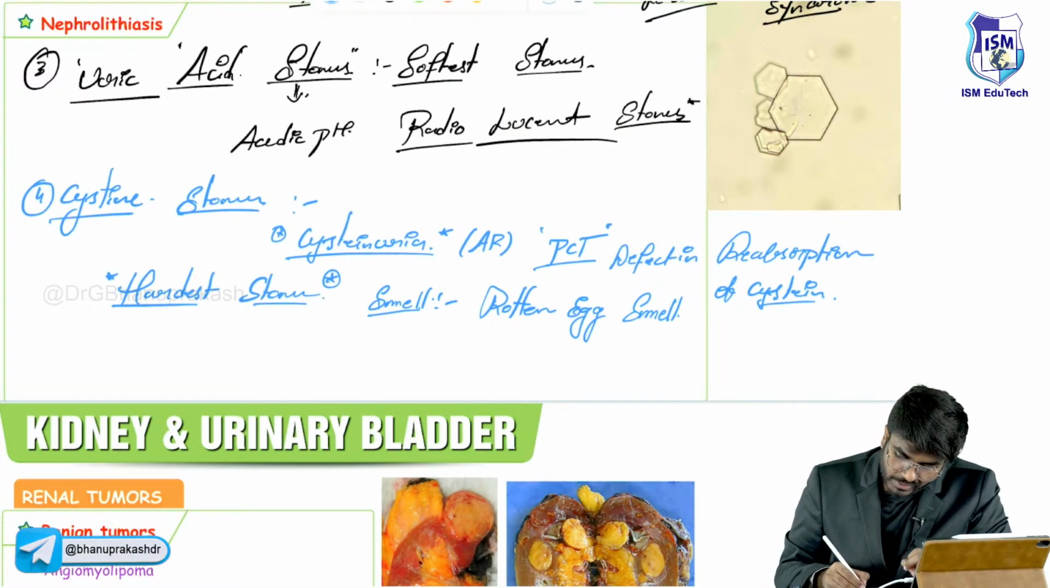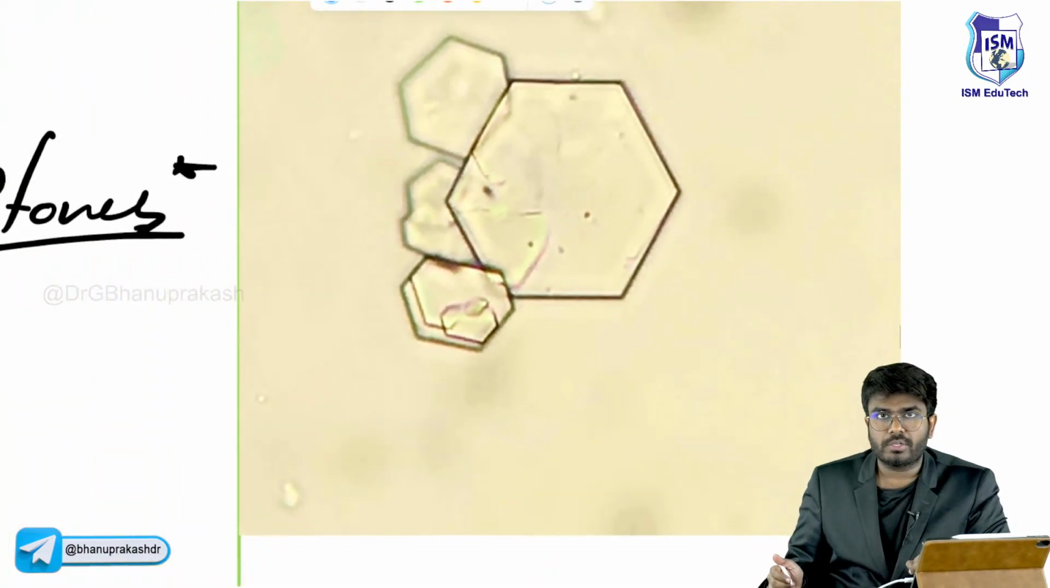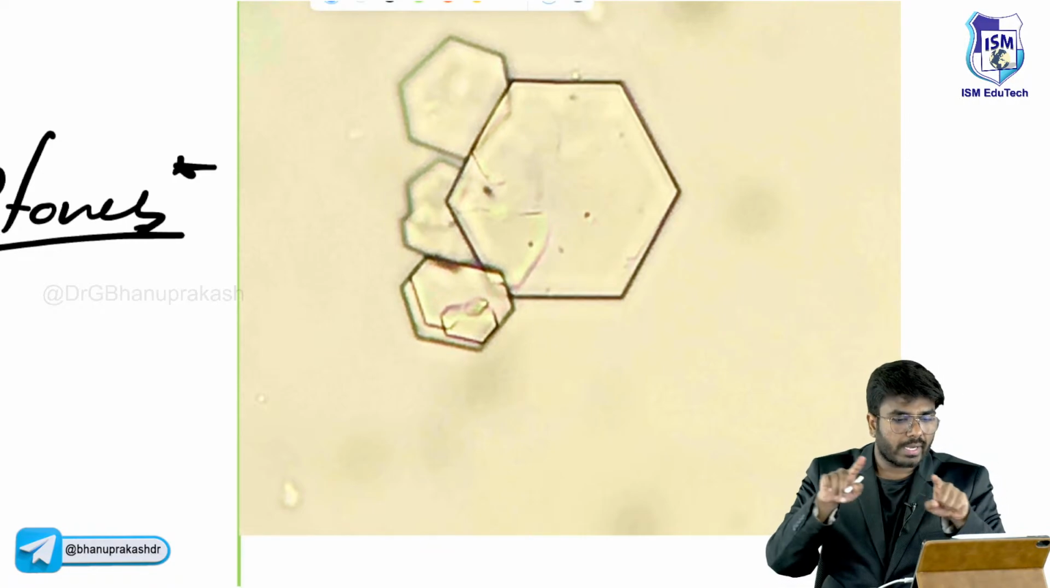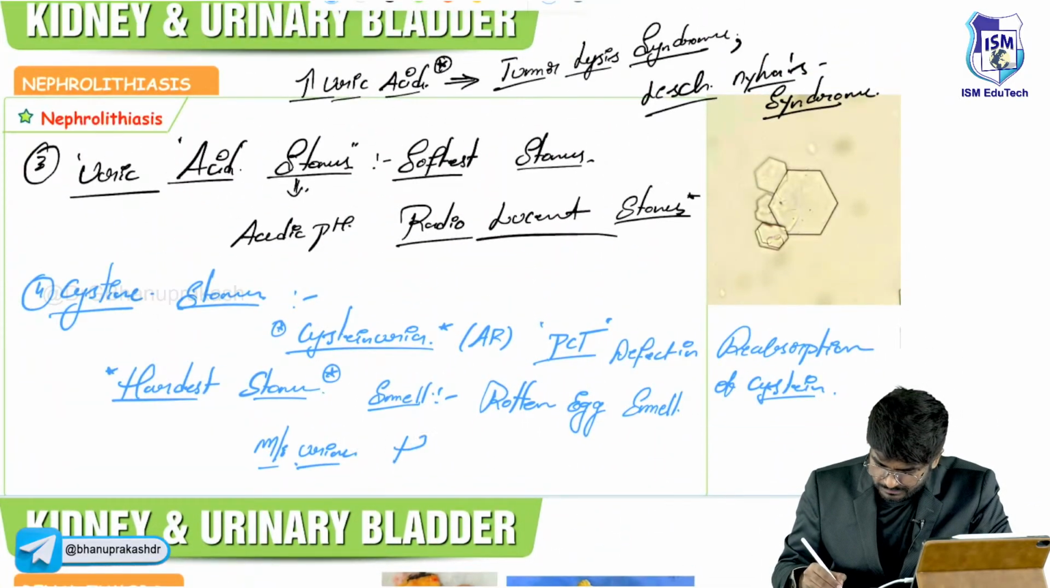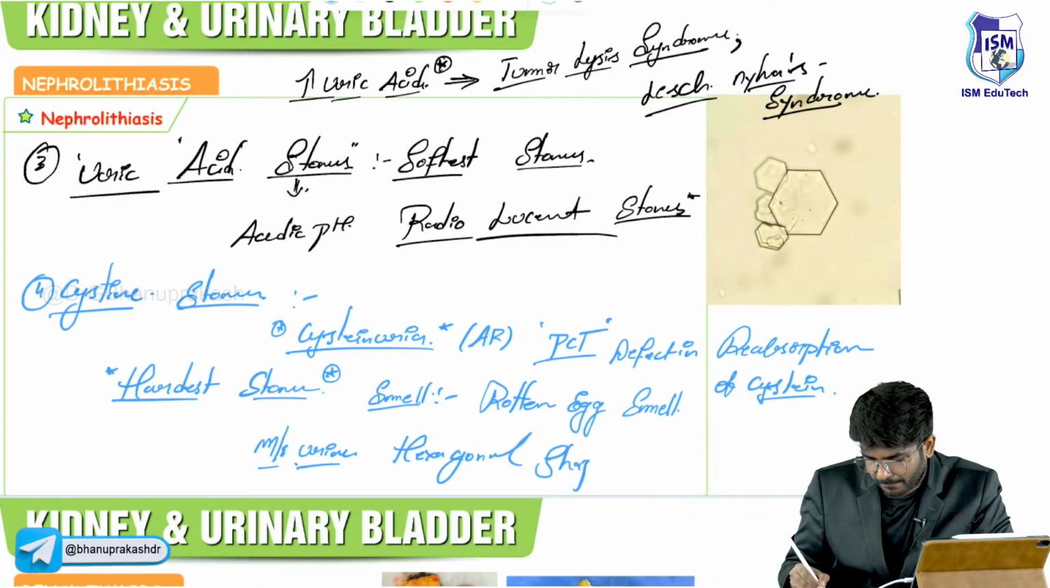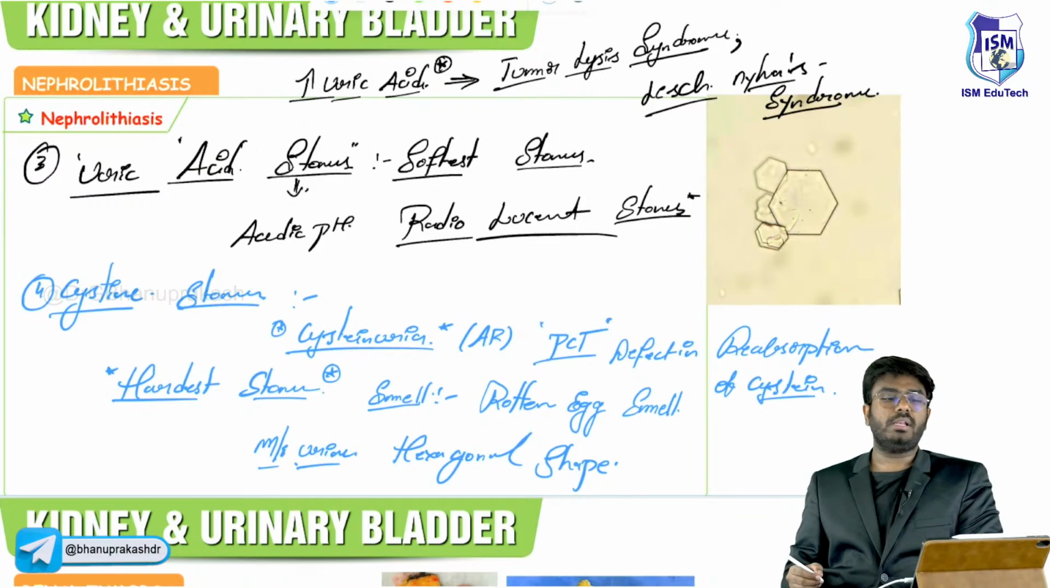Now, under the microscopic examination of the urine, look at how the stones look. These are the crystals, not the actual stone. It's looking like a hexagon, a hexagonal shape. The crystals are going to be hexagonal.